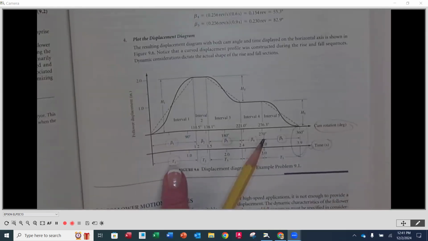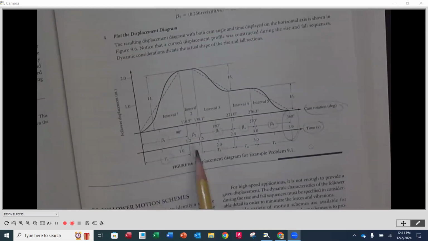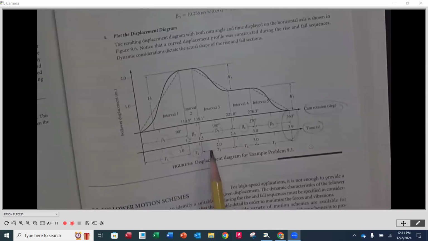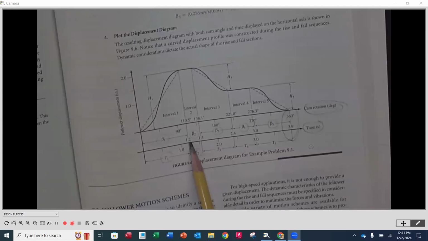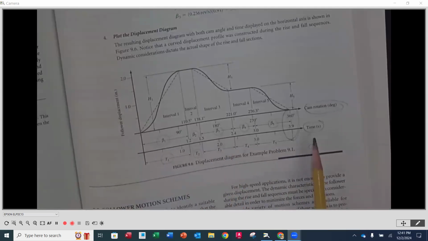So T1, for instance, is going to be the 1.2 seconds. You're going to notice here that from 0 to 1.2 seconds is where our T1 time is. Then T2 is going to be the difference between 1.2 and 0.5. So it should be, yep, 0.3 is how much we dwell for, and so on as we go.